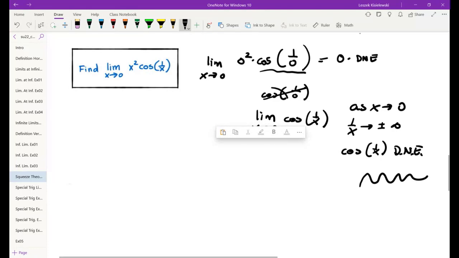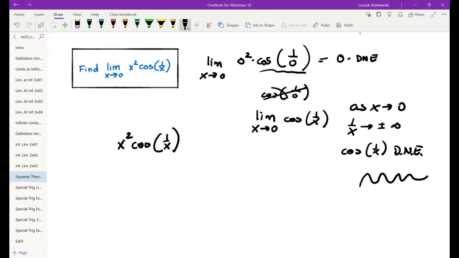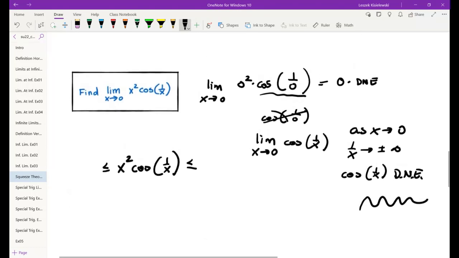And the first step is trying to find two bounding functions. So we're taking our function and we're trying to find a lower bound and an upper bound.